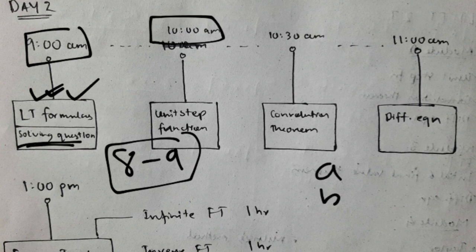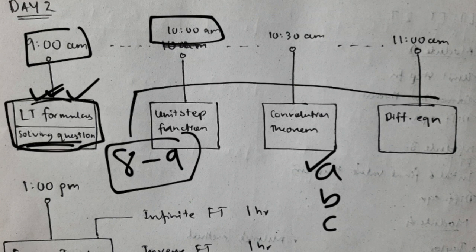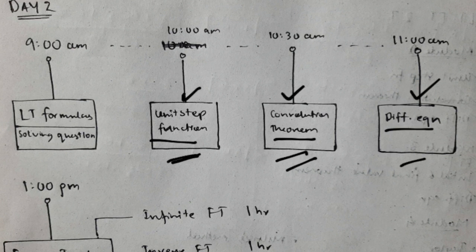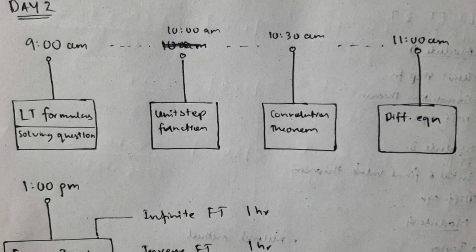So from the 3 parts ABC, the first part is over for Laplace transform. The second and third parts can come from these 3 topics. Okay, see, these 3 topics are there, right? Which are unit step function, convolution theorem, and differential equation. Each of these has 2 or 3 steps. Okay, practice each of these till 11 a.m. Each of these will take half an hour. Okay, not more than that.